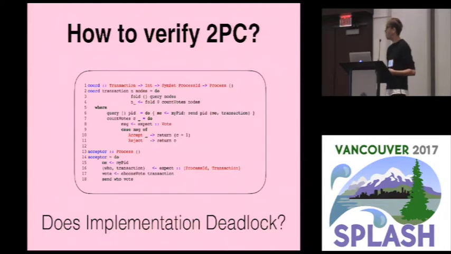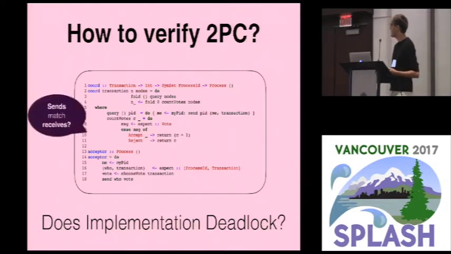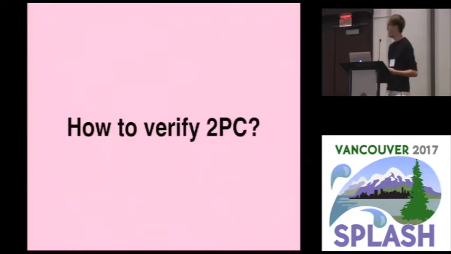Okay. So how will we go about verifying this kind of protocol? In particular, we want to check that the sends and receives match, which implies that there are going to be no deadlocks.